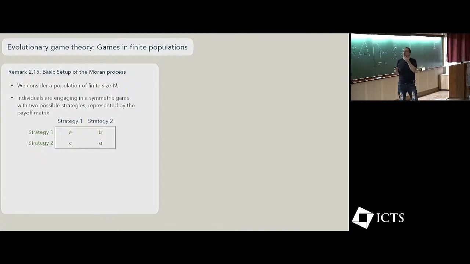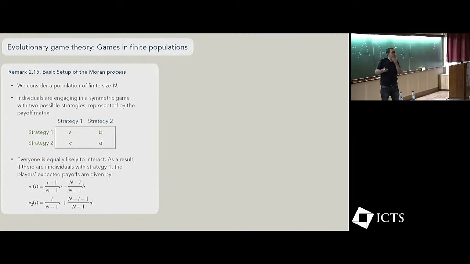Obviously, you could define the Moran process for arbitrary payoff matrices, but what people most of the time do is they look at 2x2 matrices. So there's strategy 1 and strategy 2, and there are the associated payoffs.